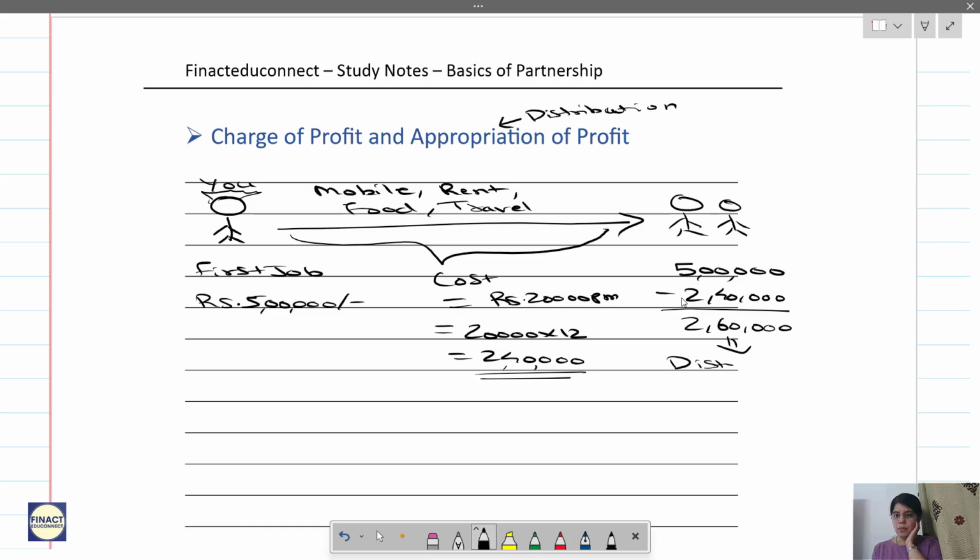You will be getting some gifts for your parents. So that means you are distributing this among yourself and your parents. You will keep some portion for yourself, maybe 60,000, and then whatever is left over, that is 2 lakhs, you will distribute to your mom and dad, you will get them some gifts at the end of the year.